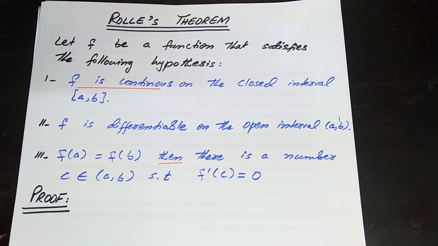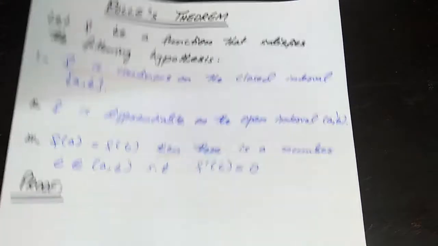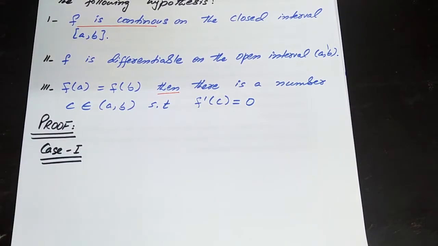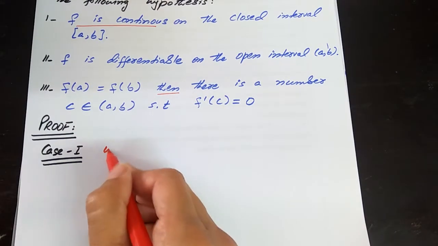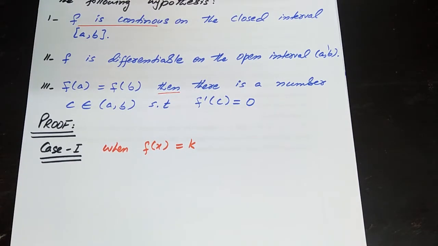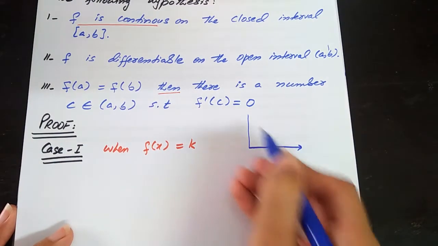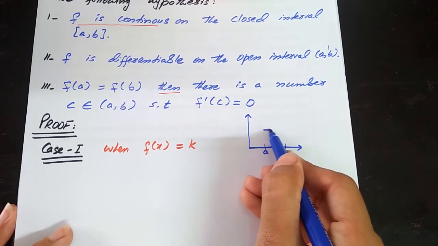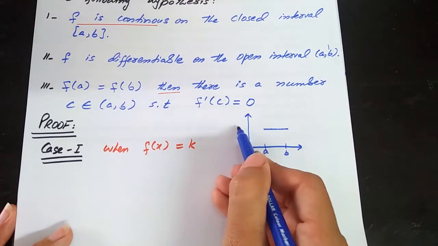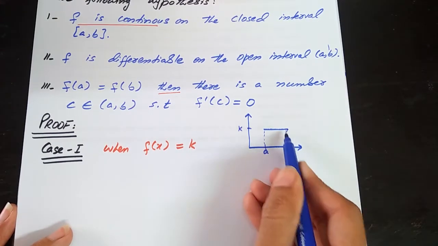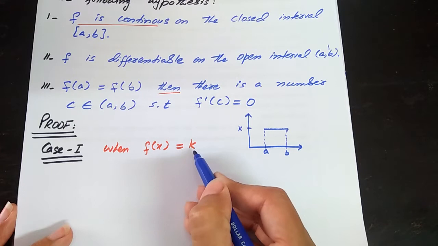For proving this statement, we have three cases regarding our function. The first case is when f of x is a constant number. Let's suppose that constant is k. Then if we draw a graph, at point A and at point B, the function is continuously giving you the same value k. So at f of A and at f of B, it is giving us the same value k.